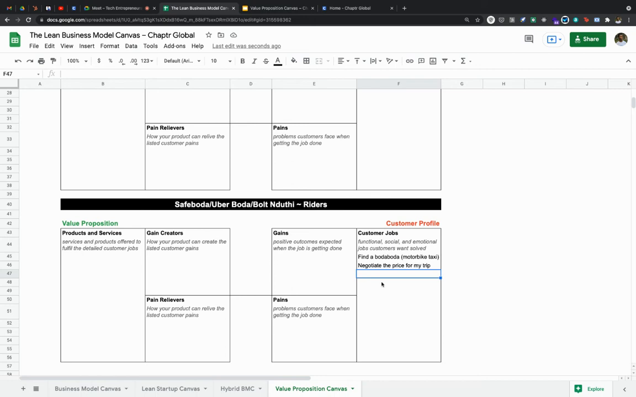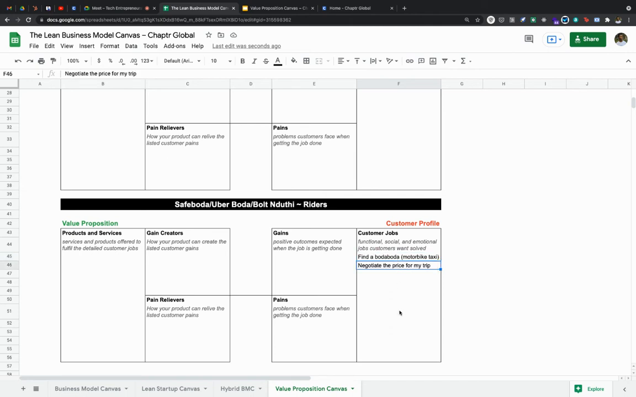I want you to stop thinking about it as if you already have an app. That's usually the common problem that comes up. When you're doing the value prop canvas from the customer profile, we are thinking about it as if we don't even have that product yet. So how do we usually ask for boda bodas without Safe Boda? If we didn't have Safe Boda, Uber Boda, or even Bolt, how were we asking for boda boda? The first thing is you had to get out of your house and run around the places to find a boda boda. That's the first job you need to fulfill.